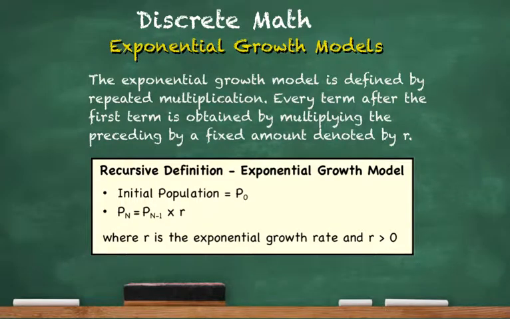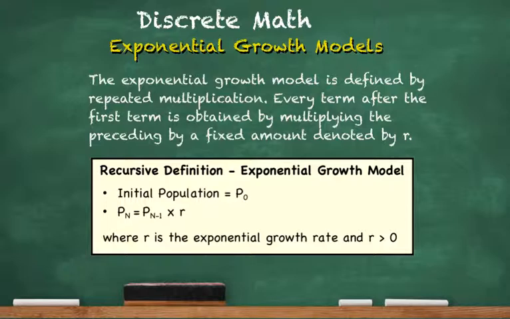So in this lesson, we continue our discussion of population growth by introducing the exponential growth model. We see that the exponential growth model is defined by using repeated multiplication, and every term after the first term is obtained by multiplying the preceding term by a fixed amount, which is denoted by R, R being the exponential growth rate. We see in this box down below, we have the recursive definition of the model.